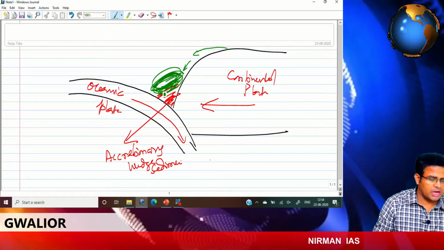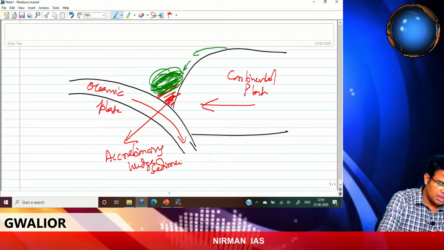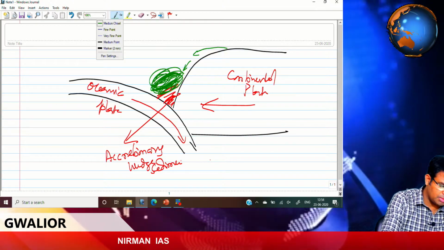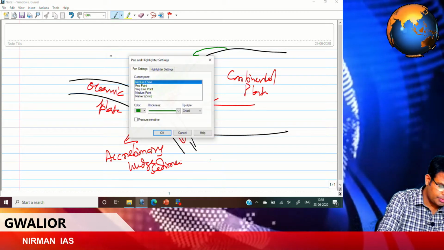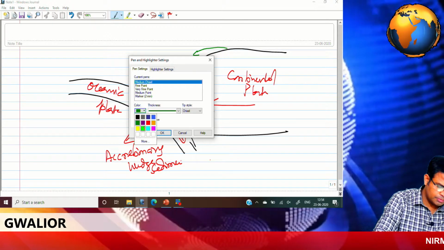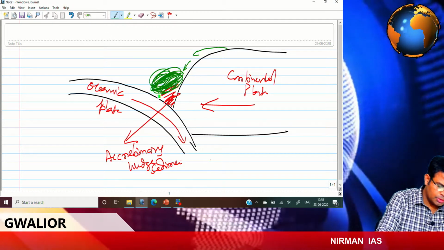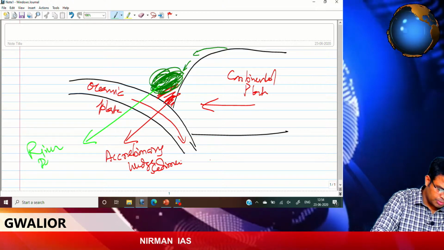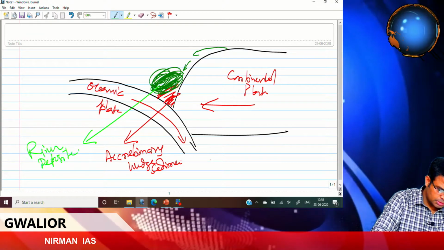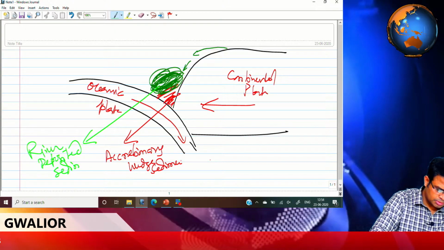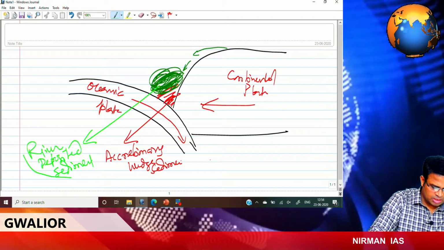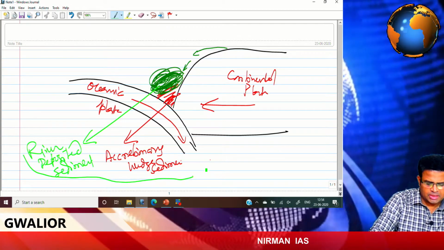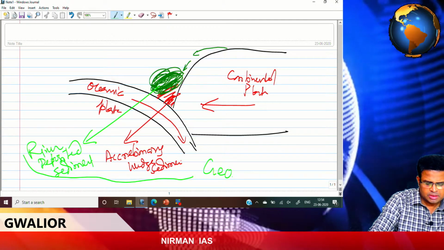So a few amount of accretionary wedge sediment and a large amount of river deposited sediment, and these two sediments together are known as geosyncline.